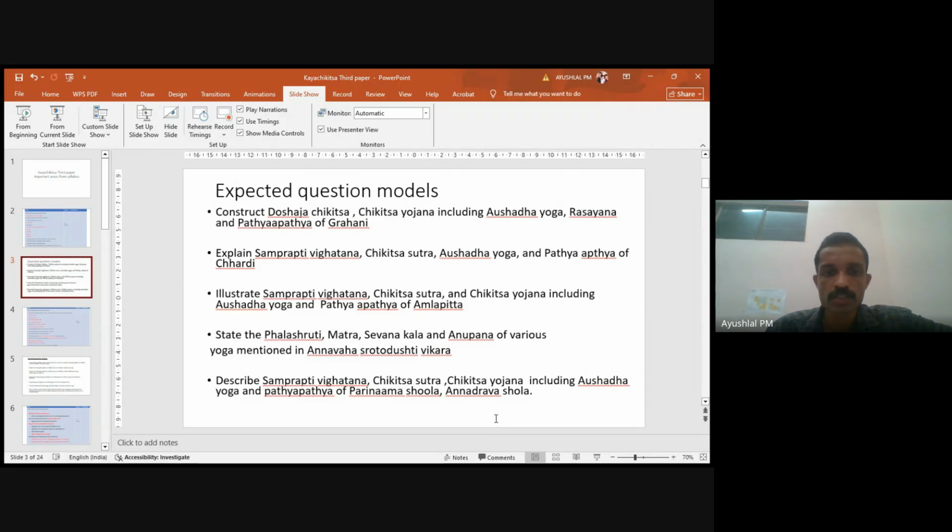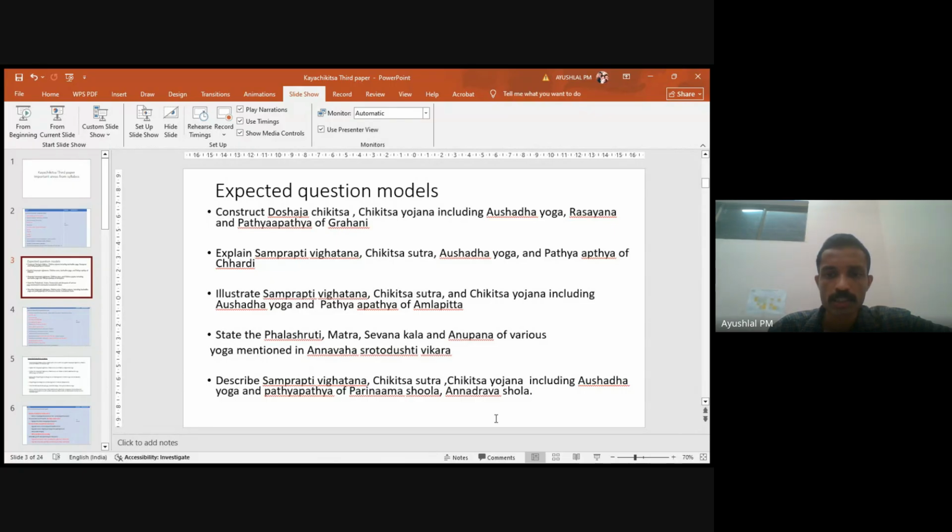Then another question is illustrate Samprapti Vikhatana, Chikilsa Sutra, and here also Samprapti Vikhatana comes. Okay. Illustrate Samprapti Vikhatana, Chikilsa Sutra, Chikilsa Yojana, including Aushadha Yoga and Patyavatya of Amlabitta. You can see in Chardi and Amlabitta it's given that you have to start with the Samprapti Vikhatana, then go for Chikilsa Sutra, Chikilsa Yojana, including Aushadha Yoga and Patyavatya. So I think you know the format. Even classes will be taken in this format only. If the colleges have not taken it in this format, you can just tell me at the end. I will show how these questions are to be answered based on Samprapti Vikhatana and all those things.